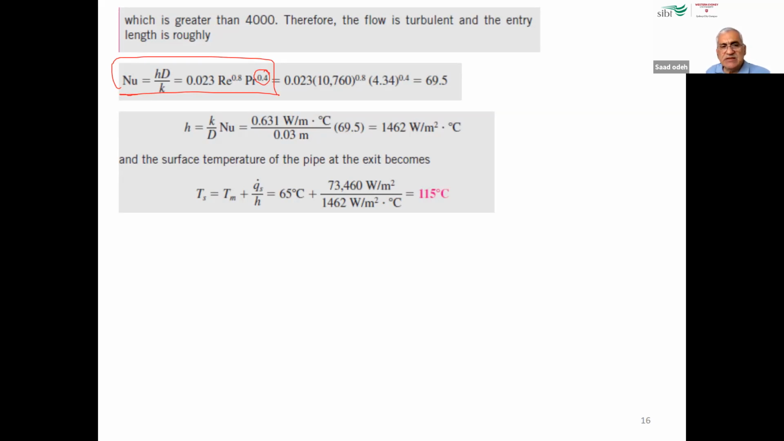In this case, we have a heating process, so we substitute 0.4 in this equation and we get the Nusselt number. Then it's quite easy to find H. H value is 1,462. Now we found all the unknowns required to find the TS value. We just need to substitute the value of H in the TS equation and get the TS value, which is 115. All right, so that's one case.